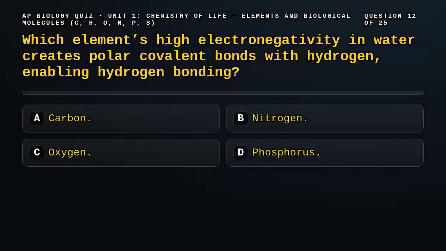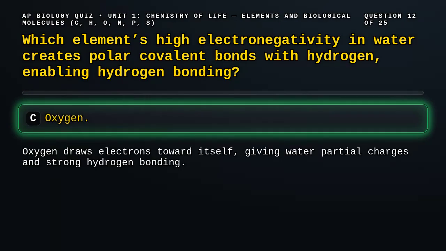Question 12. Which element's high electronegativity in water creates polar covalent bonds with hydrogen, enabling hydrogen bonding? A. Carbon. B. Nitrogen. C. Oxygen. D. Phosphorus. Correct answer, C. Oxygen pulls shared electrons toward itself, giving water partial charges that allow extensive hydrogen bonding and unique properties like high specific heat and cohesion.